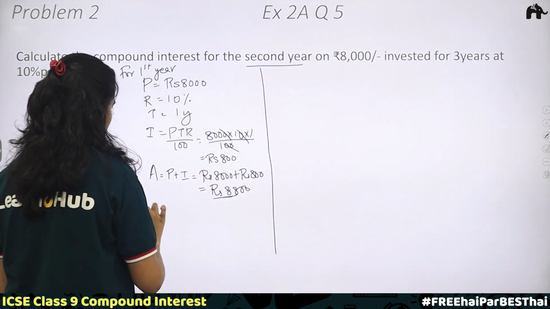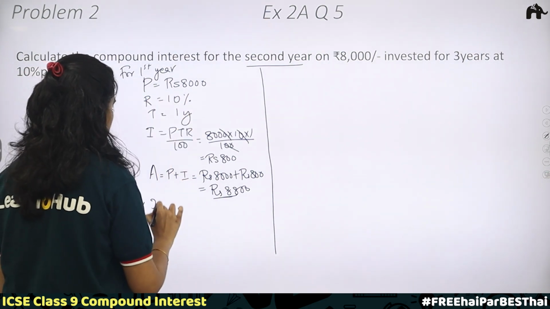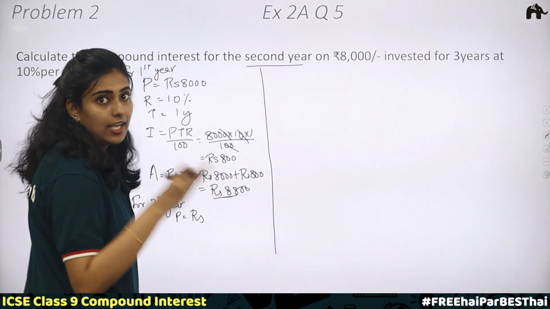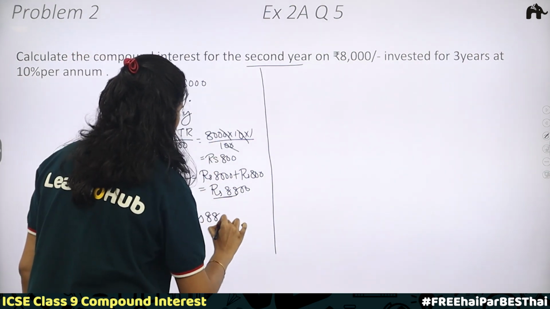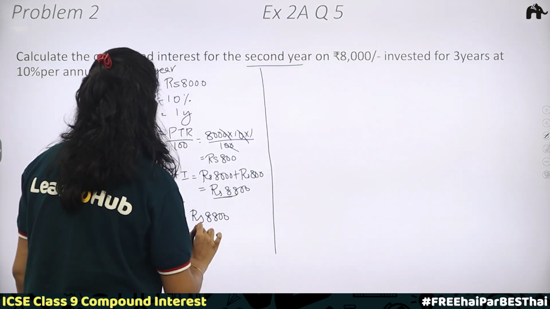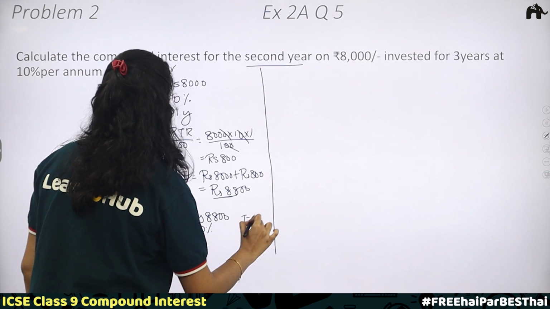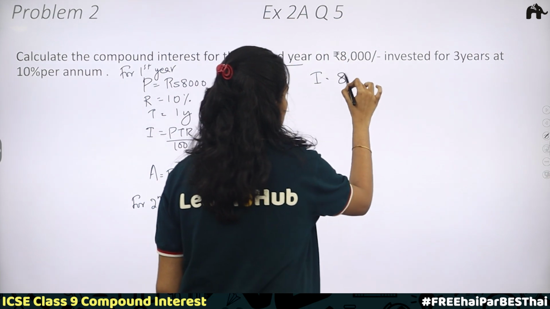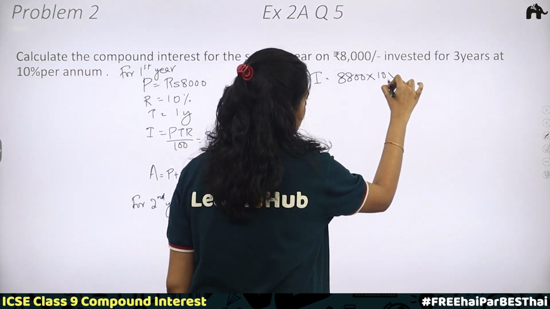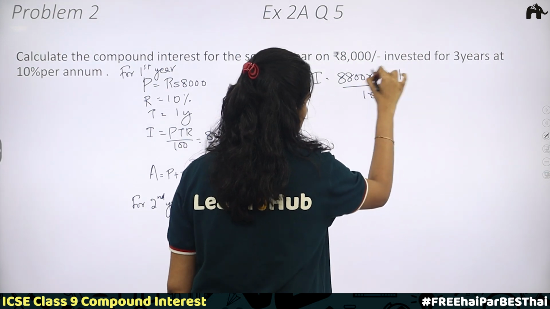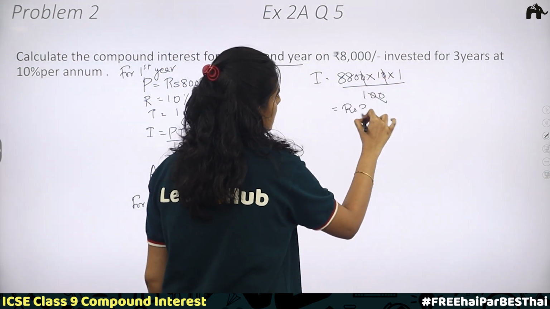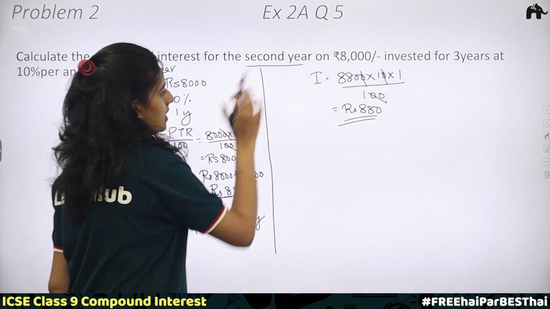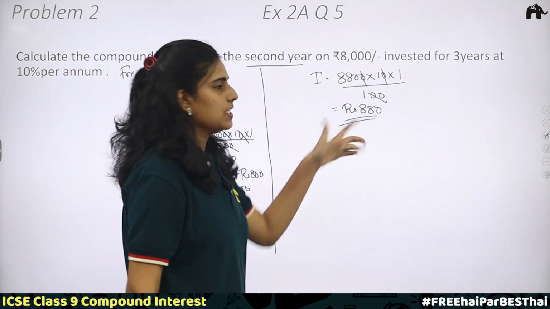Now for second year, we have to find the interest for second year. For second year, principal is equal to this amount, which is the amount at the end of first year, rupees 8,800. Rate of interest is same, which is 10%. Time will be equal to 1 year. Okay, then the interest will be PTR by 100, 8,800 into R is 10, time 1 divided by 100, cancelling zeros, you get rupees 880. Okay, we just need to find the compound interest for second year. For second year, the compound interest is rupees 880.